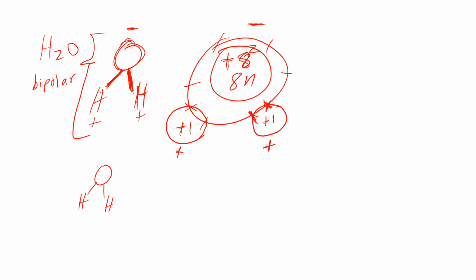So again, with an uneven sharing of electrons, we get more of them around the oxygens, so we can pick up more of a negative charge on it, and on the hydrogens, we pick up more of a positive charge. All right.